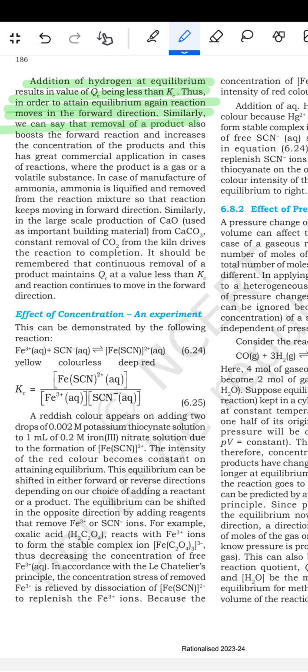Similarly, we can say that removal of a product also boosts the forward reaction and increases the concentration of the products, and this has greater commercial application in the case of reactions where the product is a gas or a volatile substance. In the case of the manufacture of ammonia, ammonia is liquefied and removed from the reaction mixture so that the reaction keeps moving in the forward direction. Similarly, in the large-scale production of CaO used as an important building material from CaCO3, constant removal of the CO2 from the kiln drives the reaction to completion. It should be remembered that the continuous removal of a product maintains Qc at a value less than Kc and the reaction continues to move in the forward direction.